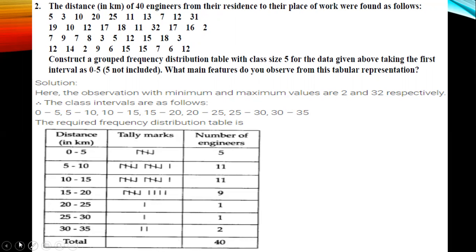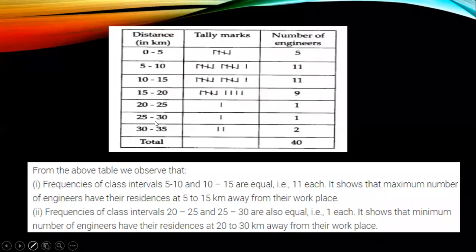Now, let us get to the second part of this question. Once you have made the frequency distribution table, we can easily observe from the table that the frequencies of class intervals 5 to 10 and 10 to 15 are equal. That is 11 each. It shows that the maximum number of engineers have their residences at 5 to 15 kilometers away from the workplace. Isn't it?